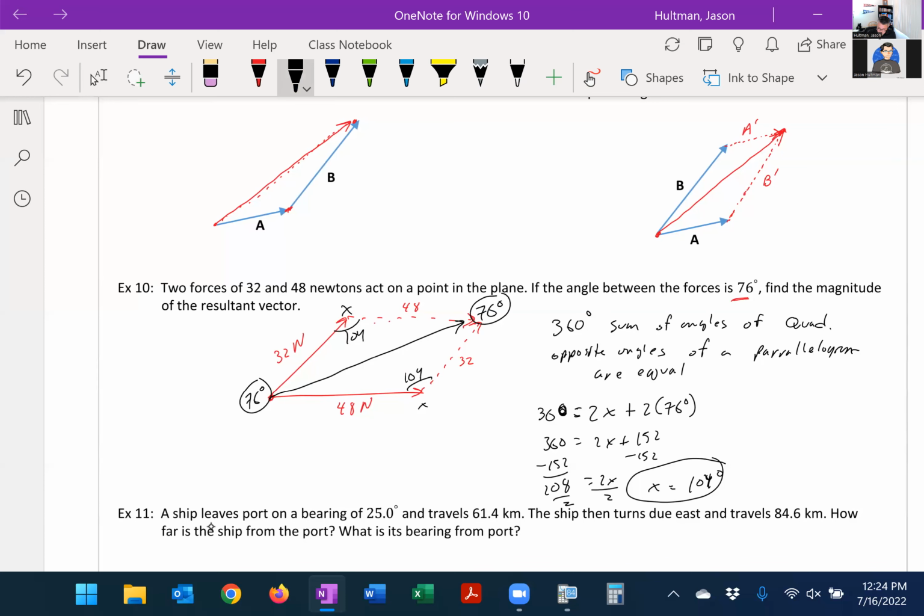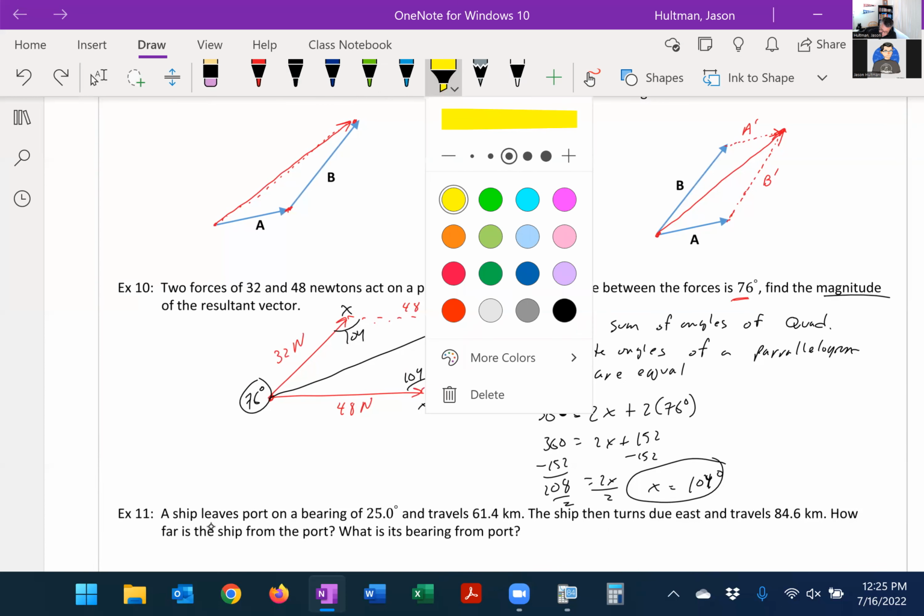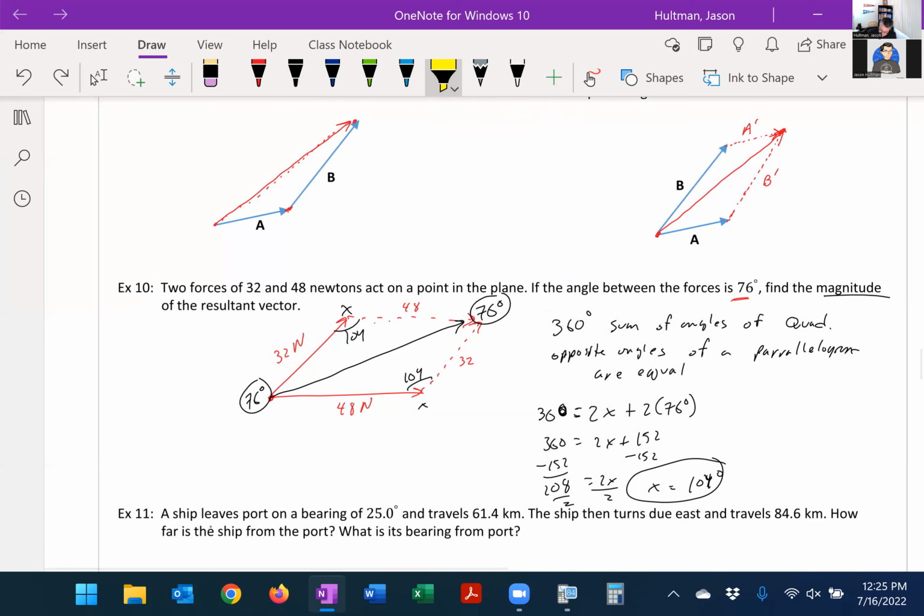Well, I want the length of the diagonal. I want the magnitude of the resultant vector. Well, I have two sides. Let me highlight what I have here. Give me the highlighter, please. Okay, highlight two sides and an included angle. So what do we use for two sides and an included angle? Yep, law of cosines.